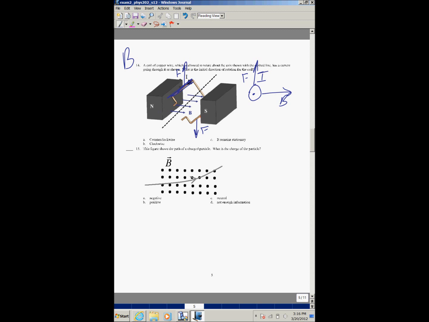Current travels through a wire as shown. What is the direction of the force on the wire? I is up. Let your fingers go in the direction of I. They fold towards B. It's going to be to the left. C.